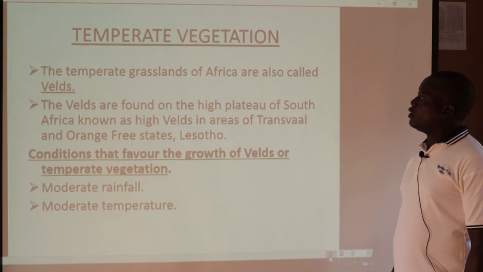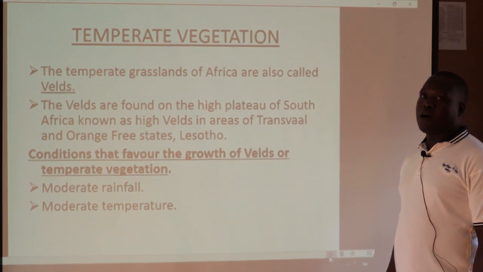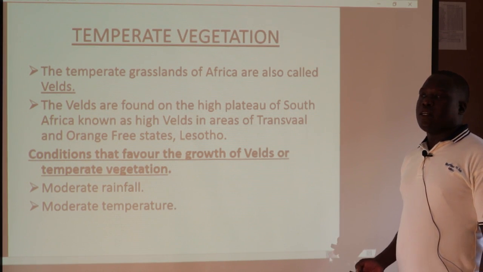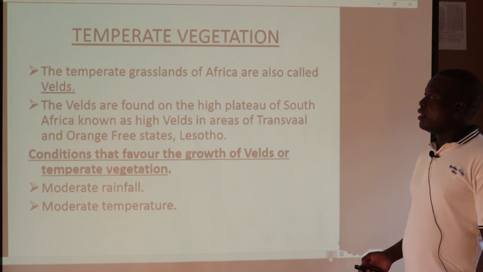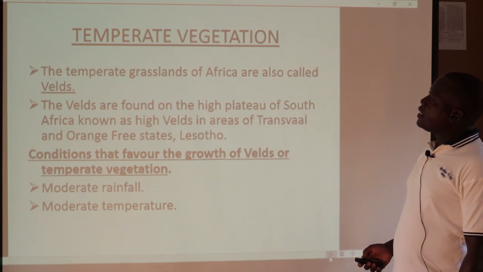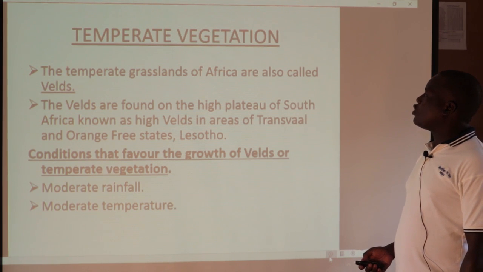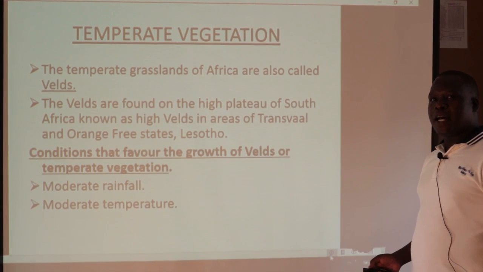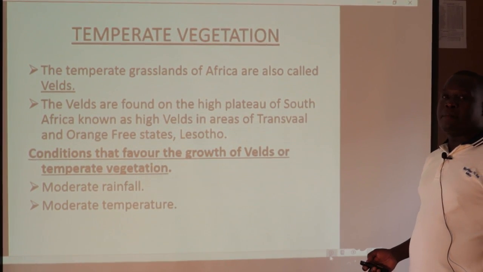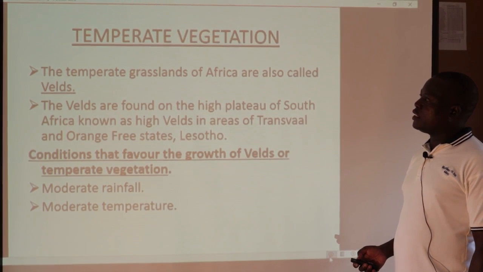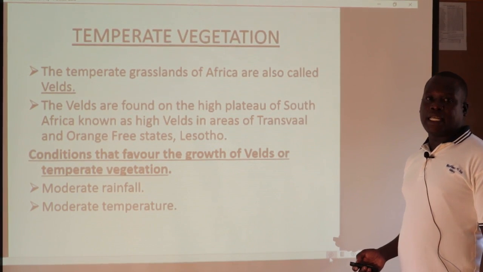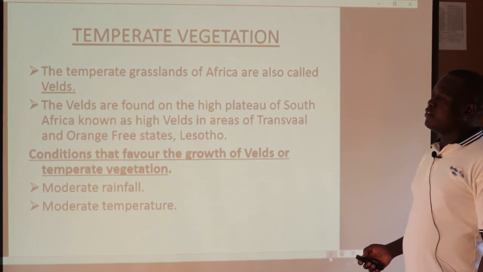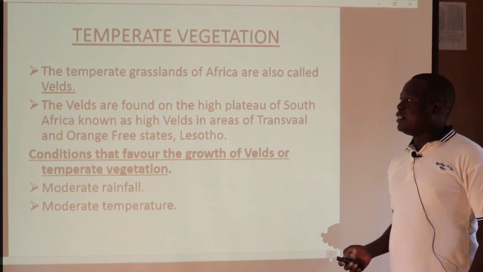Temperate vegetation is also found outside the Tropic of Capricorn, that is, in South Africa. The temperate grasslands of Africa are also called velds. You will remember that in our spelling vocabulary check, we had one of the words called velds, and we spelled it like that. So another word for temperate vegetation is veld.